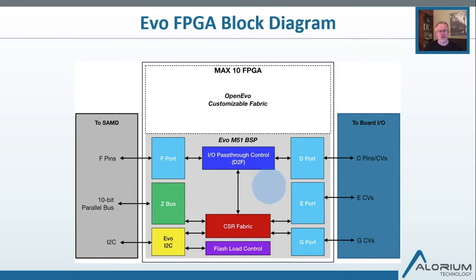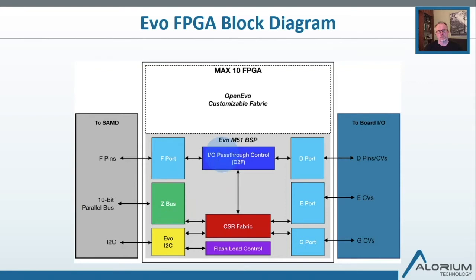The pins on the FPGA are arranged into ports, much like you'll find on the SAMD, and in fact, we tried to emulate that as much as possible. On the right side here, we have a D port, an E port, and a G port. These ports are directly connected to the vias and castellated vias of the board. On the left side, we have the F port and the Z port, or Z bus. These ports are directly connected to the SAMD and allow for communication between the FPGA and the SAMD.